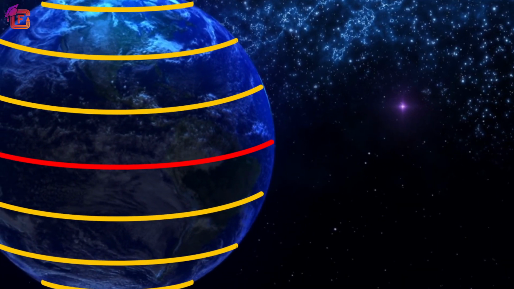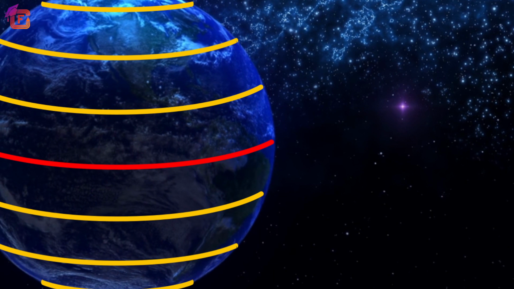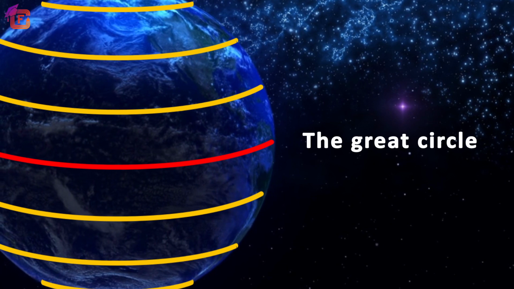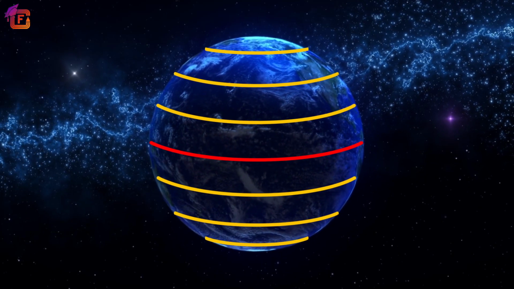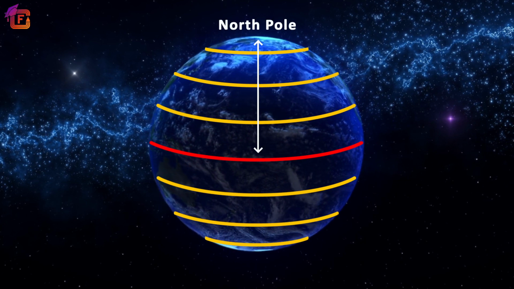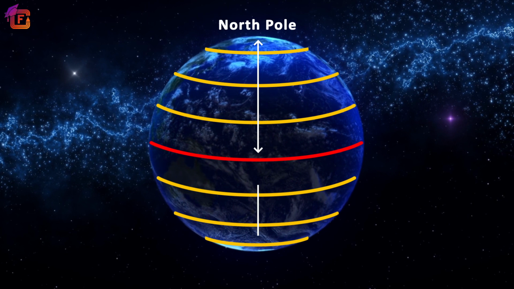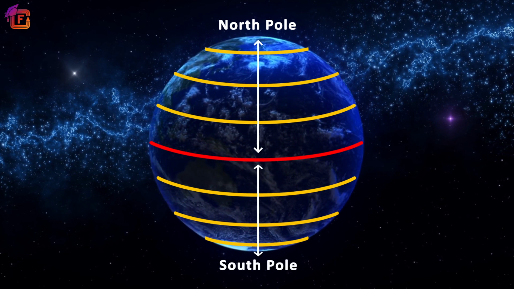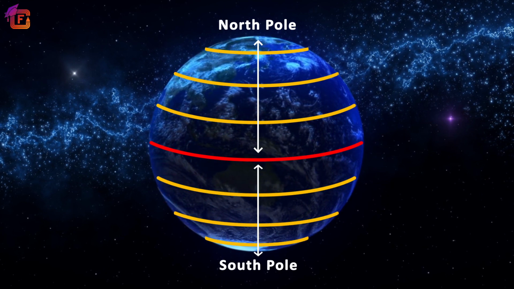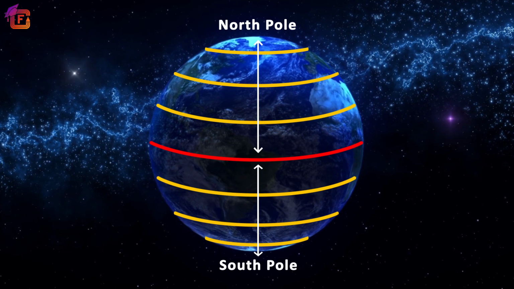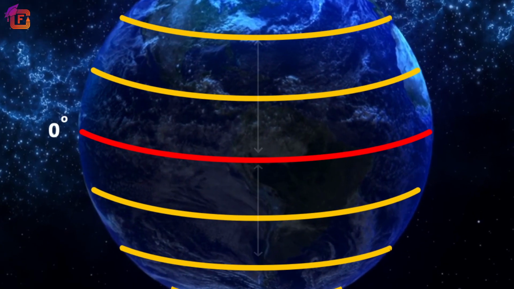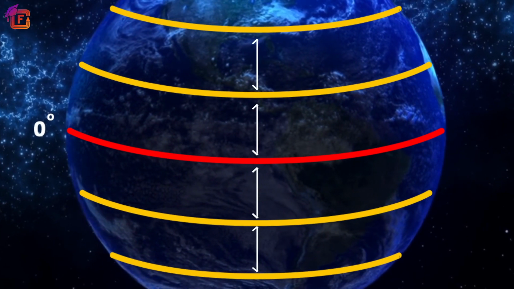Equator is the largest among all the circles. Therefore, it is called the Great Circle. It cuts the sphere, that is, the Earth, into two equal hemispheres. The northern hemisphere lies at the north of the equator and the southern hemisphere lies at the south of the equator. Well, all parallels are small circles except the equator, which is the greatest circle and measures 0 degrees. The distance between two parallels is always equal.